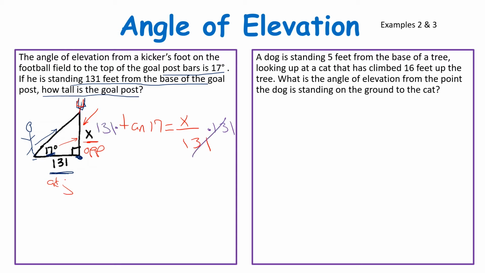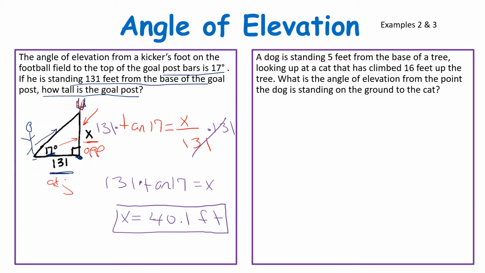Cancels out here. I'm left with 131 times tangent of 17 is equal to x. On most calculators, you can just put it in as 131 tangent 17, enter. But some you may have to do 131 times tangent 17, enter. But you should get x is equal to 40.1 feet. So that is how high the goal would be.